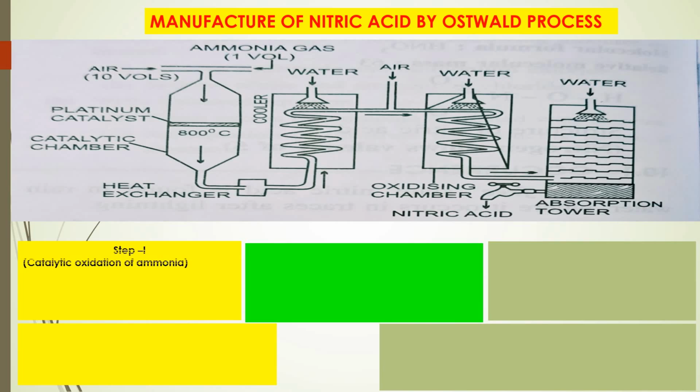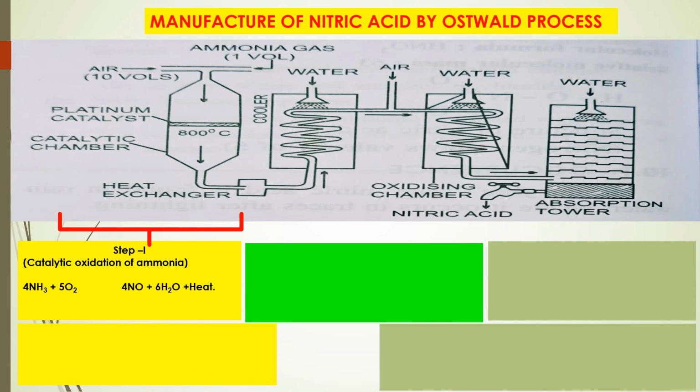So let's see the first step. This first step is called catalytic oxidation of ammonia. Here we take 2 reagents, oxygen and ammonia. Oxygen, air means oxygen. In the first step, the dry ammonia and dry oxygen or air are compressed and passed into the catalytic chamber, where platinum is used as a catalyst.